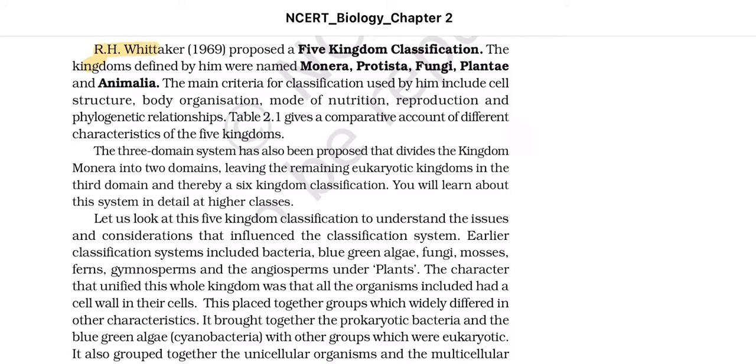R.H. Whittaker, 1969, proposed a five-kingdom classification. The kingdoms defined by him were named Monera, Protista, Fungi, Plantae, and Animalia. The main criteria for classification used by him include cell structure, body organization, mode of nutrition, reproduction, and phylogenetic relationships. Table 2.1 gives a comprehensive account of different characteristics of the five kingdoms.